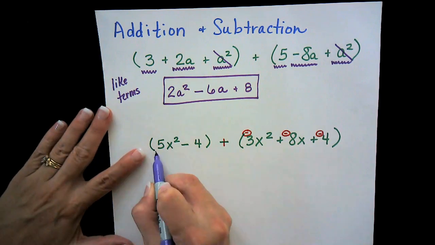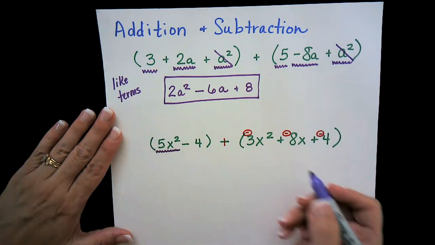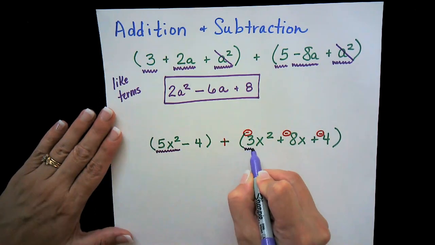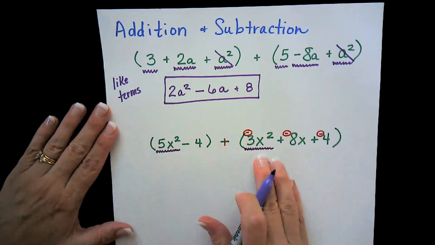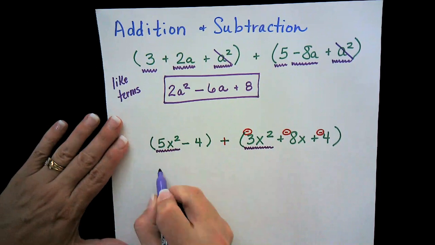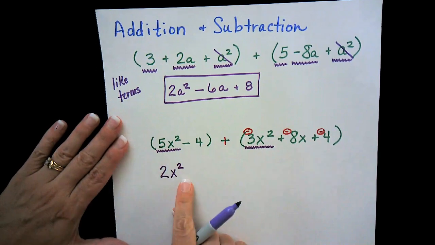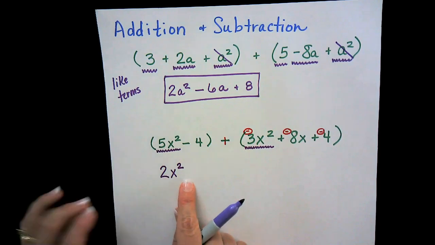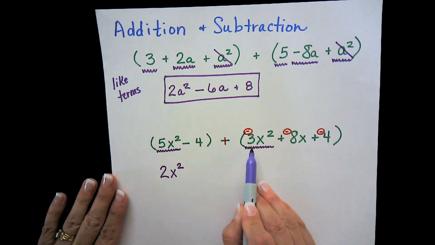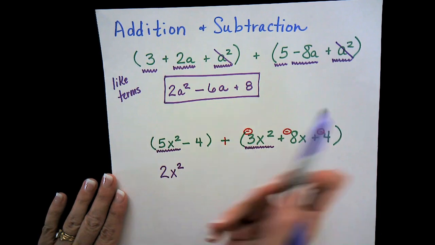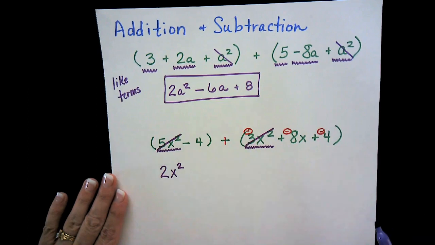So let's start with the terms that have the x to the seconds to them. I've got a 5x to the second, and now I have a negative 3x to the second. So 5x to the second plus a negative 3x to the second gives me positive 2x to the second. Just a side note, notice I'm not changing the exponent at all. I'm leaving it alone. I'm only adding the numbers in front. Okay, just like before, I'll go ahead and cross those out so it'll help us keep track.